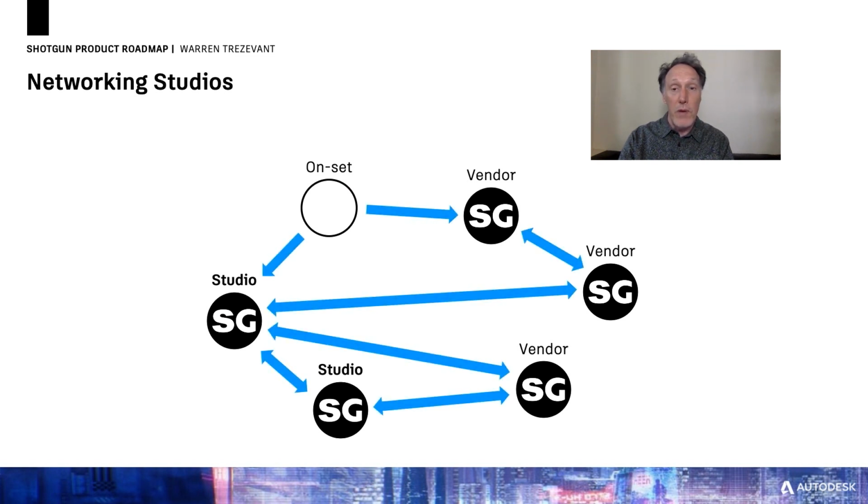We're examining what production information is the most critical for teams to share, and we're investigating the best way to share this information between Shotgun sites. By networking Shotgun sites and connecting the entire supply chain, studios can be more ambitious with their collaborations and the scope of their projects, delivering even more amazing work to audiences around the world.